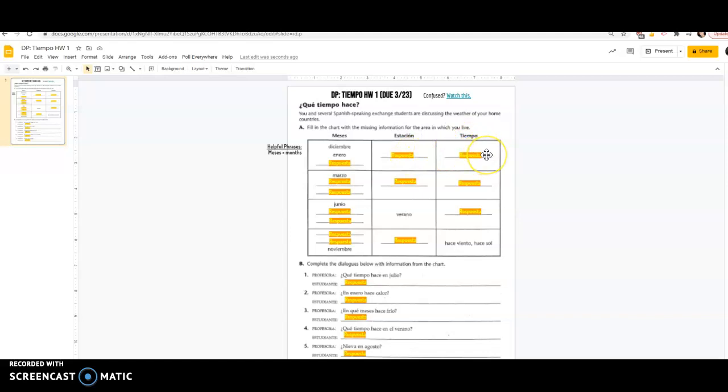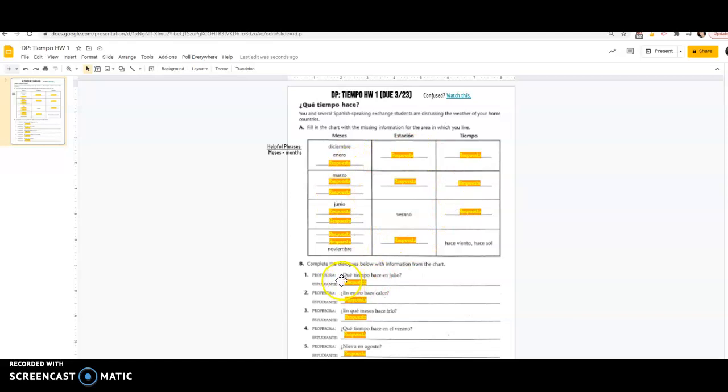And then the weather in winter, we have a lot that we could use. Maybe you want to say it's cold or it's snowing or it's going to snow or something like that. So you're going to do that for all of these. And then below in part B, it says complete the dialogues with the information from the chart.